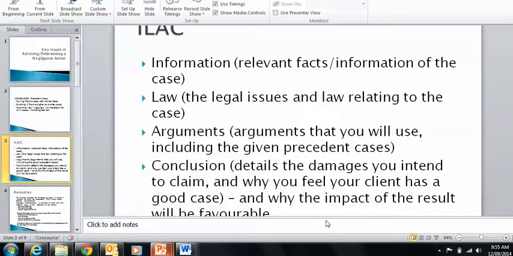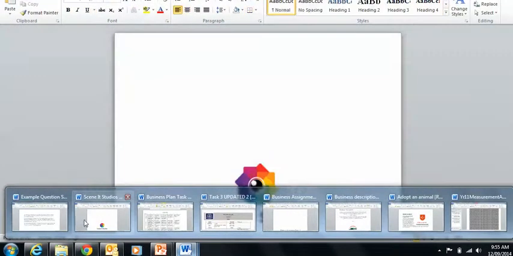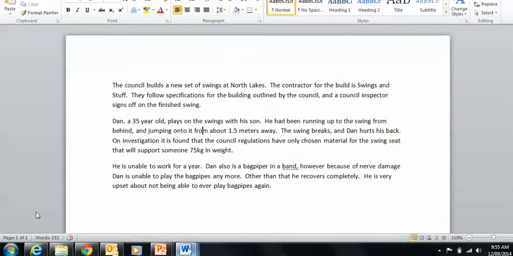I've given you this case about a negligent situation. The council built a new set of swings at North Lakes. There's a contractor involved. That brings in this idea of vicarious liability. These are legal issues that are coming out. The council's clearly outlined the specifications and they've been followed. Dan, 35-year-old, playing with his kid, has run up and jumped on the swing. The swing set only has a capacity of 75 kilos. Dan's fallen and hurt himself, hurt his back.